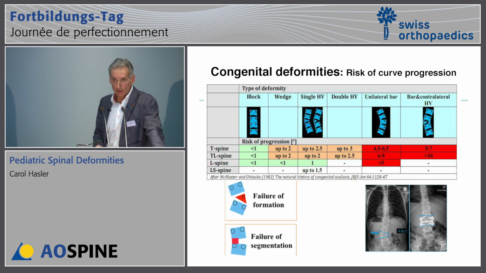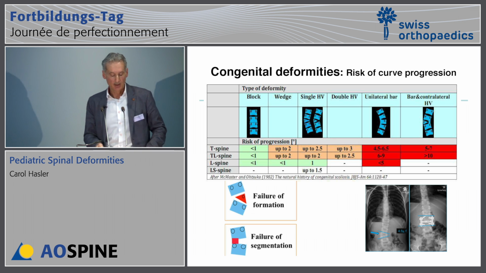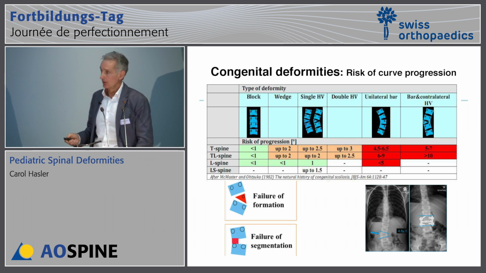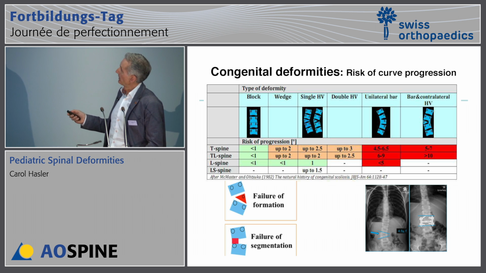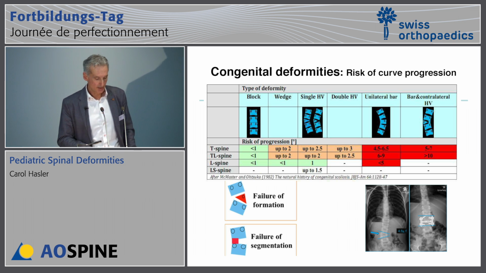If it's mono or oligosegmental, you can think about performing a hemivertebral resection if there is a high risk of progression. For example, if you have a medial tethering, or if you have a combination of a hemivertebra and a unilateral bar, you have a high progression rate and you need to perform a hemivertebra resection.